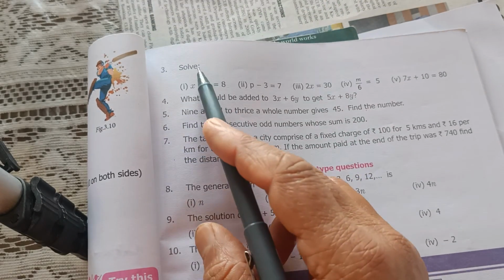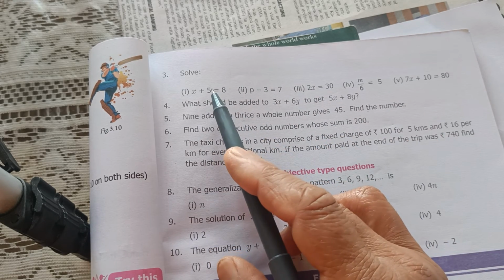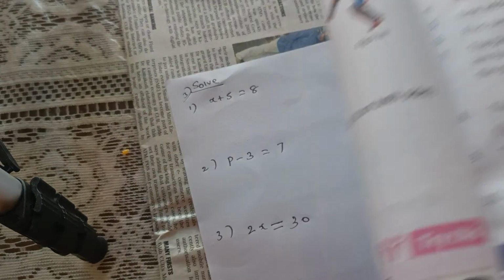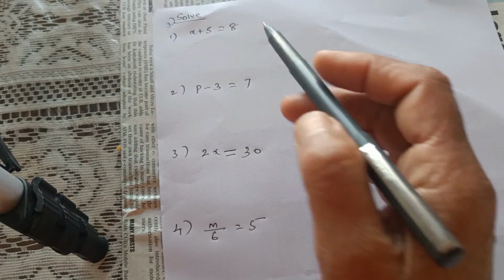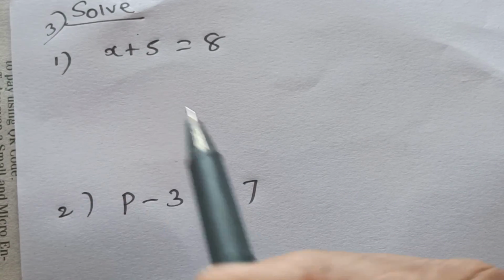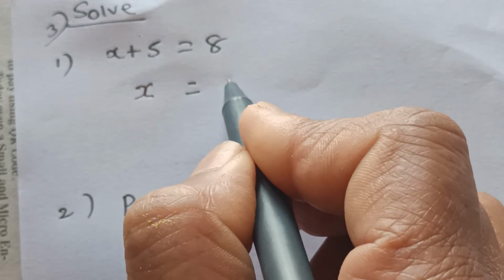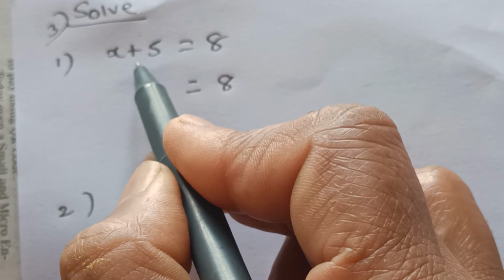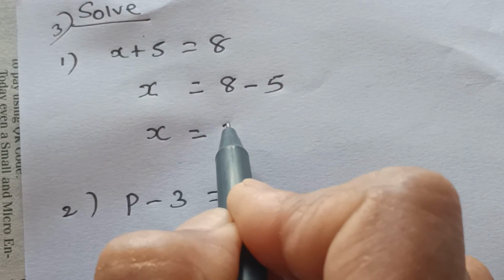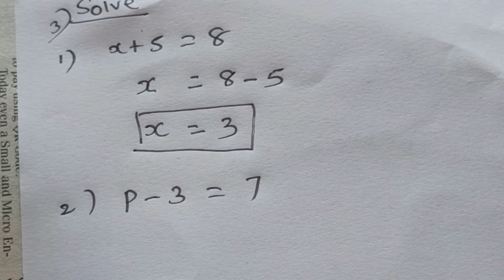Now question number 3 is solve. We are given 5 equations to solve. Let us take them one by one. What is the first one? x plus 5 is equal to 8. Which is the variable here? x is the variable. Keep only x on the left hand side, and the right hand side number as it is, and plus becomes minus. Therefore, x is equal to 8 minus 5, which is 3. That is the solution of this equation.